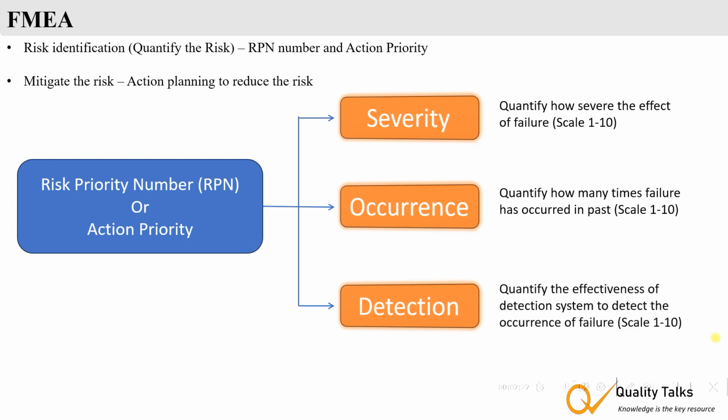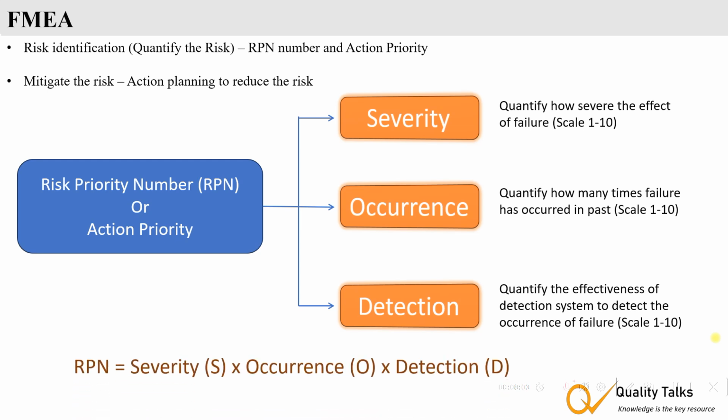Detection quantifies the capability to detect the occurrence of failure. Detection 10 means detection is almost impossible. It means you can't detect the occurrence of failure. Detection 1 means detection is almost certain. You can easily detect the occurrence of failure. RPN is calculated by multiplying the severity, occurrence and detection ratings. The higher the RPN, the higher the risk.